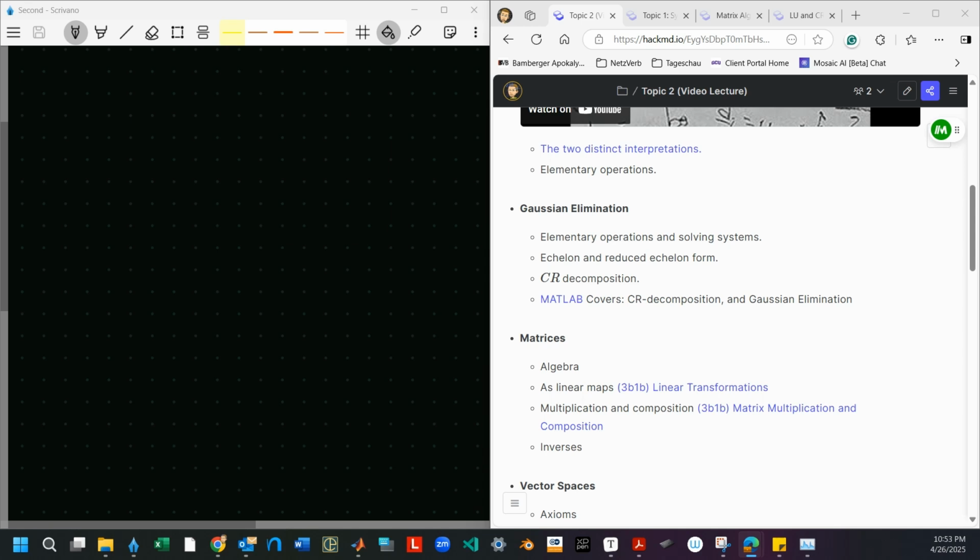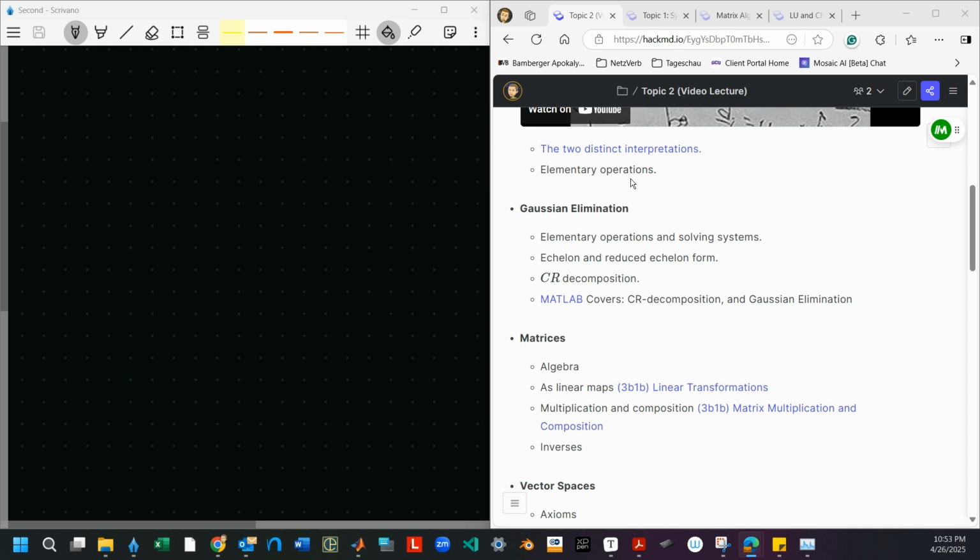Hey class, so I wanted to do another one going a little deeper into Gaussian elimination. And I want to talk about the echelon and reduced row echelon form and the CR decomposition, and then show a little bit of using MATLAB to do some of this stuff.